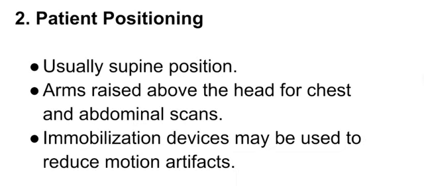Next is patient positioning. Usually in most cases, the patient will be positioned in a supine position. Sometimes the arms may be raised above the head in the case of chest and abdominal scans, and in the case of a skull or head scan, the arms of the patient will be placed near or over their abdomen region. Usually immobilization devices will be used to reduce motion artifacts.